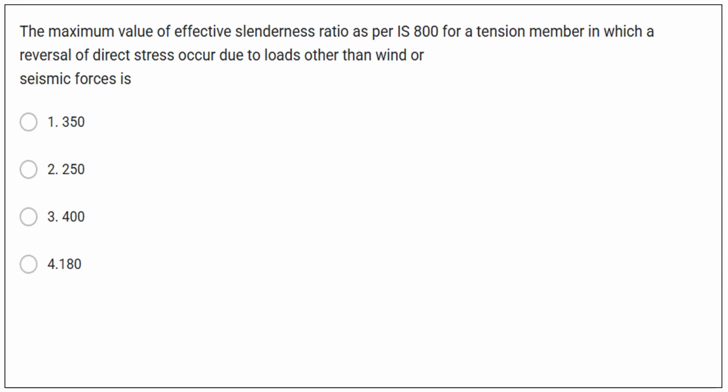The next question, question number 7. For the maximum value of effective slenderness ratio as per IS 800 for a tension member in a reversal of direct stresses occurring due to loads other than wind and seismic load. In the fifth question, we discussed the chart of the tension member. In that, the first value, which is for loads other than wind and seismic load, the slenderness ratio for this condition is 180. So for the 180 here, the last option is correct.